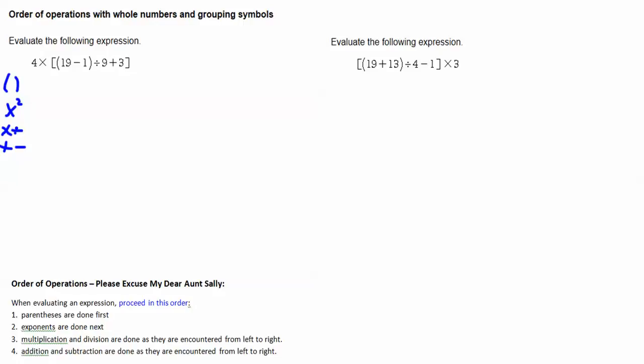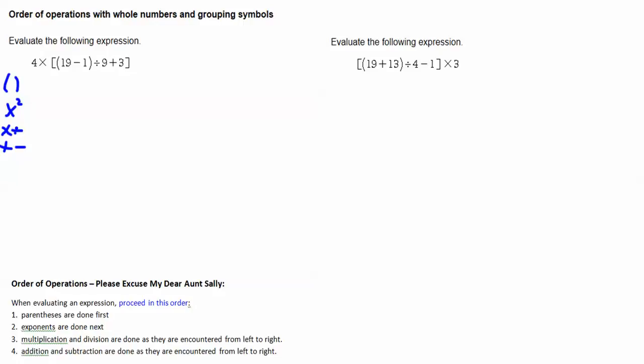Okay, so we're going to start with our parentheses and brackets first. You see brackets here and parentheses even inside those brackets. And when you're trying to make a decision, do I do parentheses or brackets first? You do whichever one is the innermost. So in this particular problem, you have brackets, but the parentheses are inside those brackets. So we will start with the parentheses first.